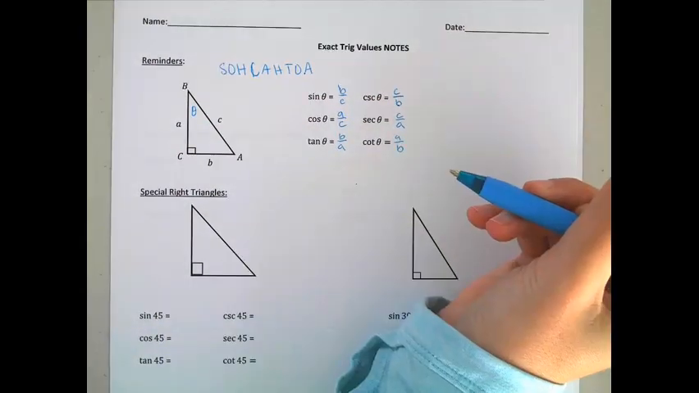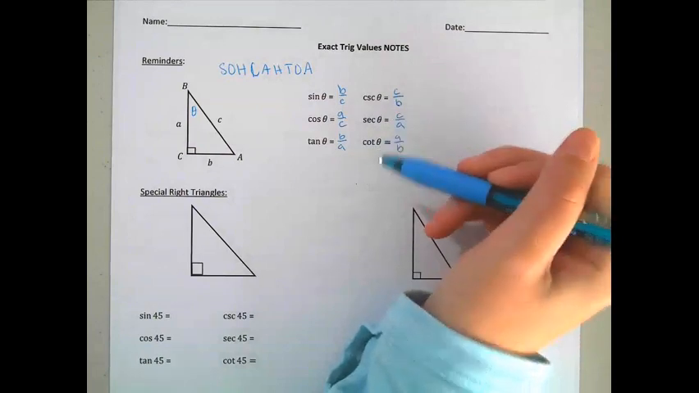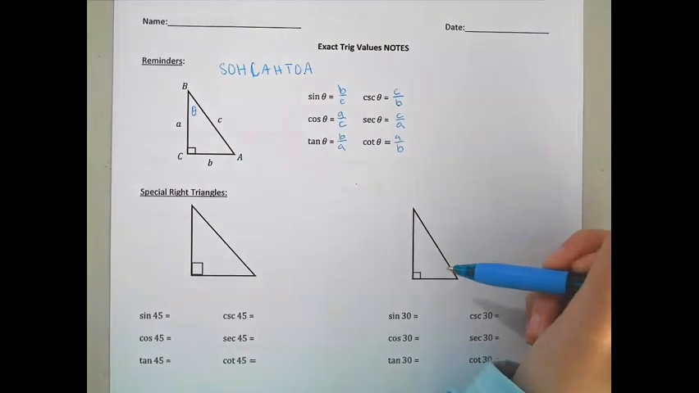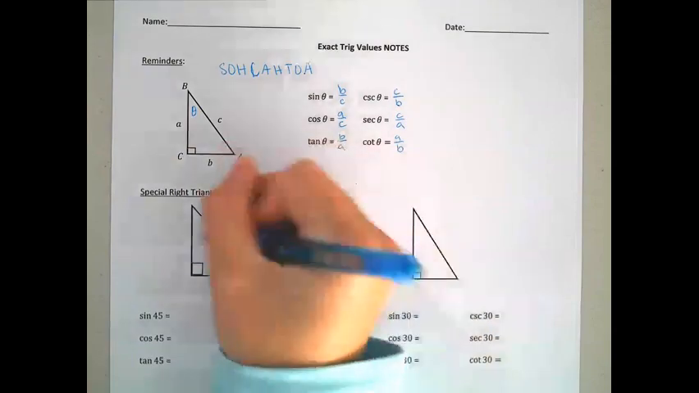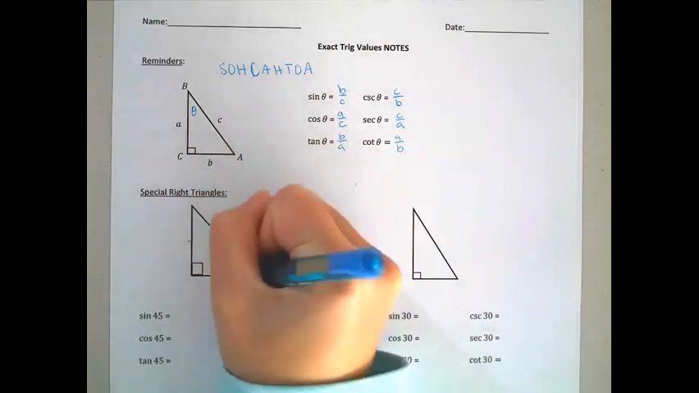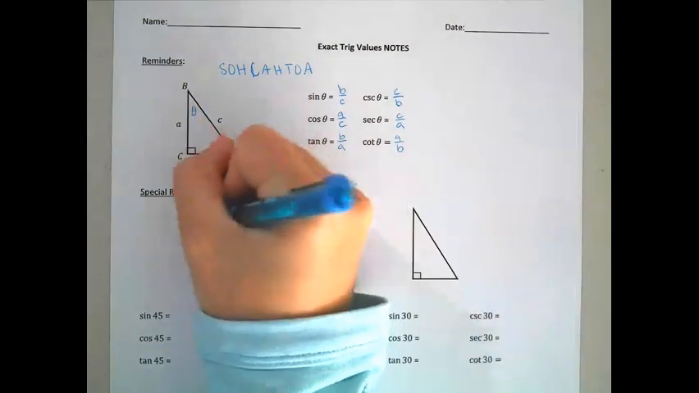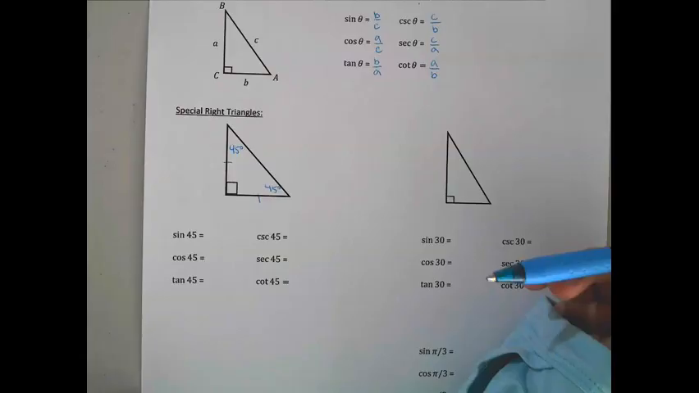That's review. We are going to apply some of this knowledge to special right triangles so we can get exact trig values without having to use our calculators. So let's talk about some special right triangles to help get us started. So here, I'm going to say these two side lengths are the same. So if they're the same, this is an isosceles triangle. Isosceles triangles have these two side lengths being the same.